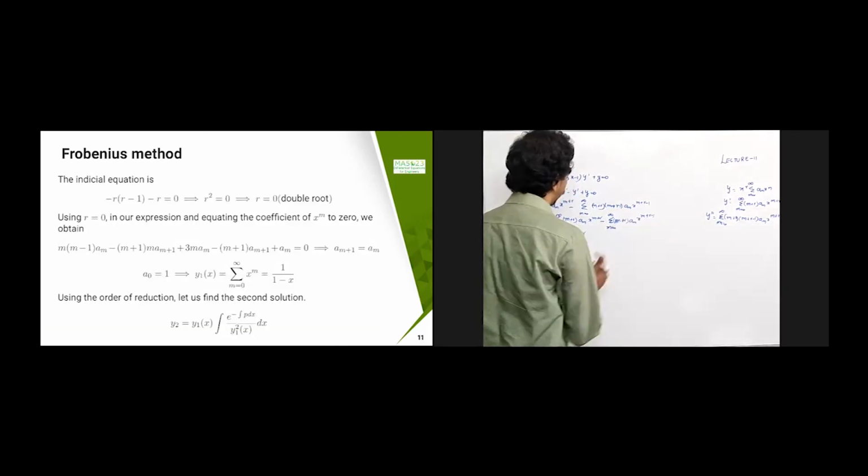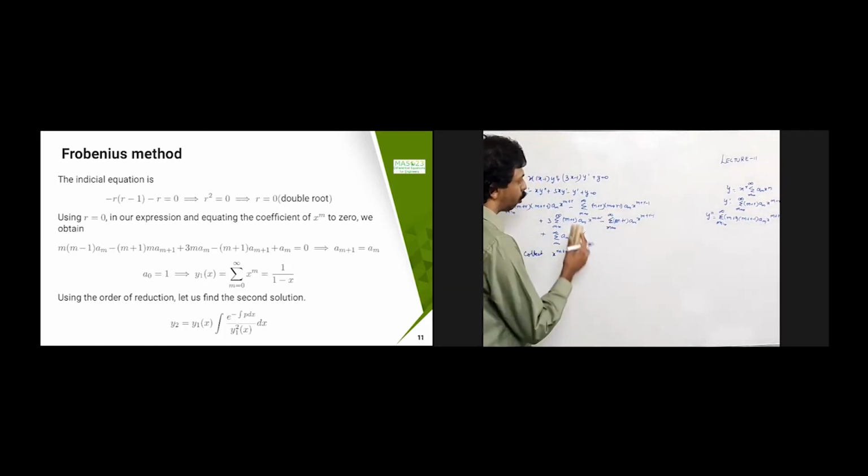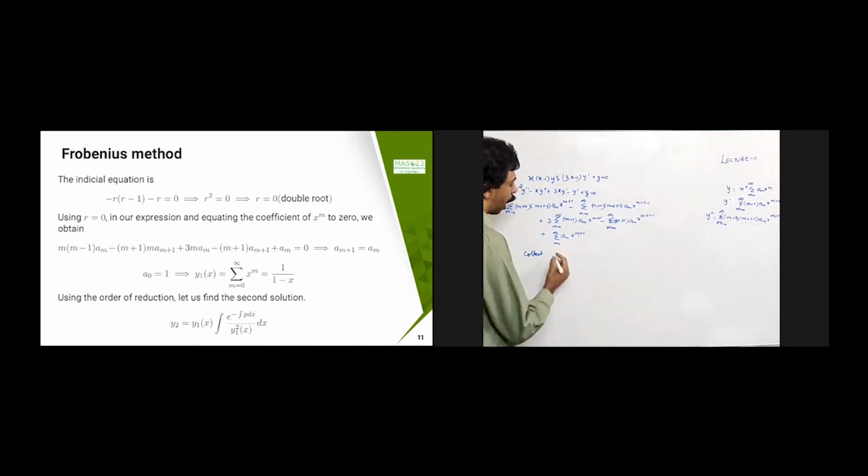We are going to collect the least term. The least term is the x power m plus r minus 1 term. Collect the coefficient of x power m plus r minus 1 with m equal to 0, which means you are going to collect the x power r minus 1 term.